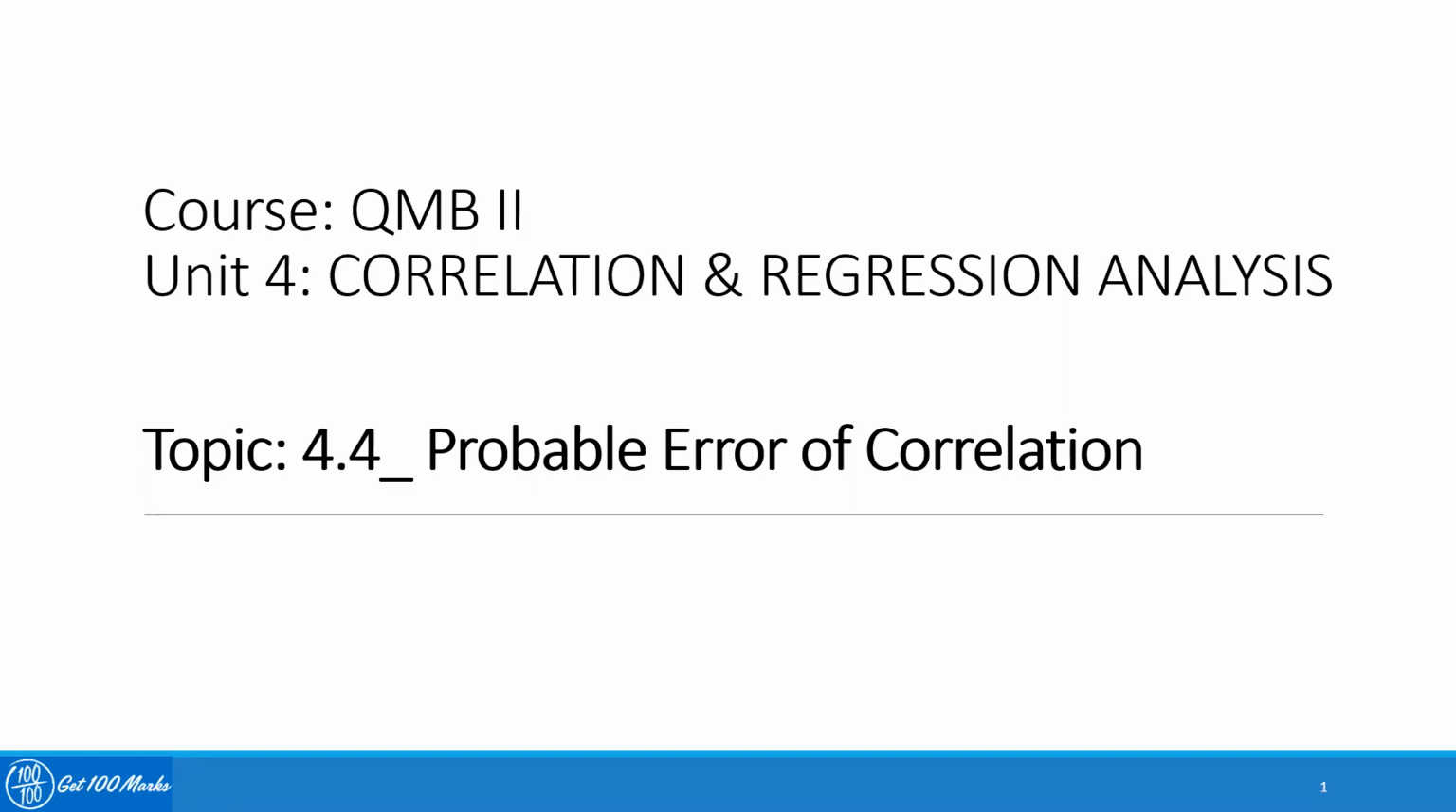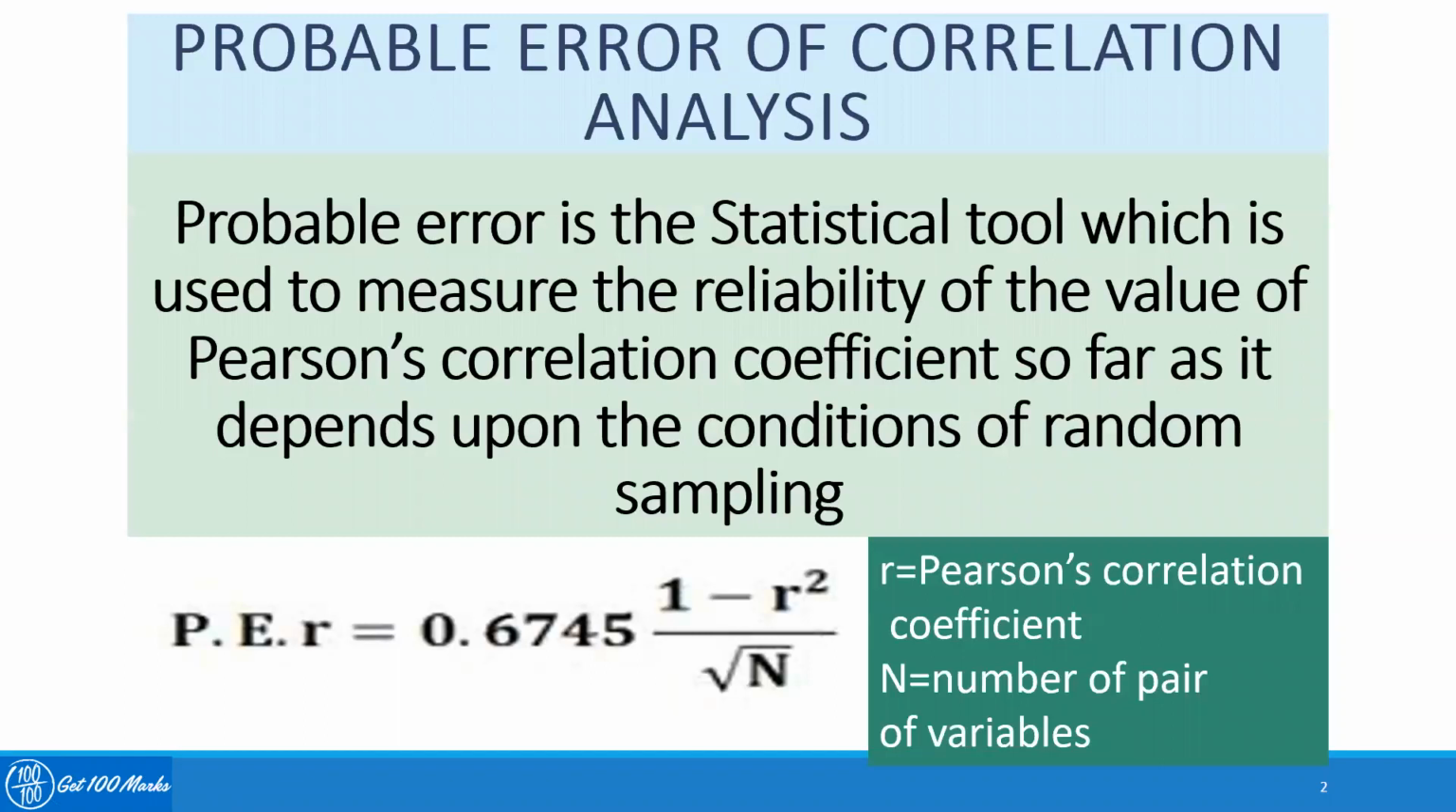This is a concept used in Unit 4 in correlation and regression analysis. Probable error is a statistical tool which is used to measure the reliability of the value of Pearson correlation coefficient insofar as it depends upon the conditions of random sampling. Now, probable error is a very common terminology in statistical analysis.